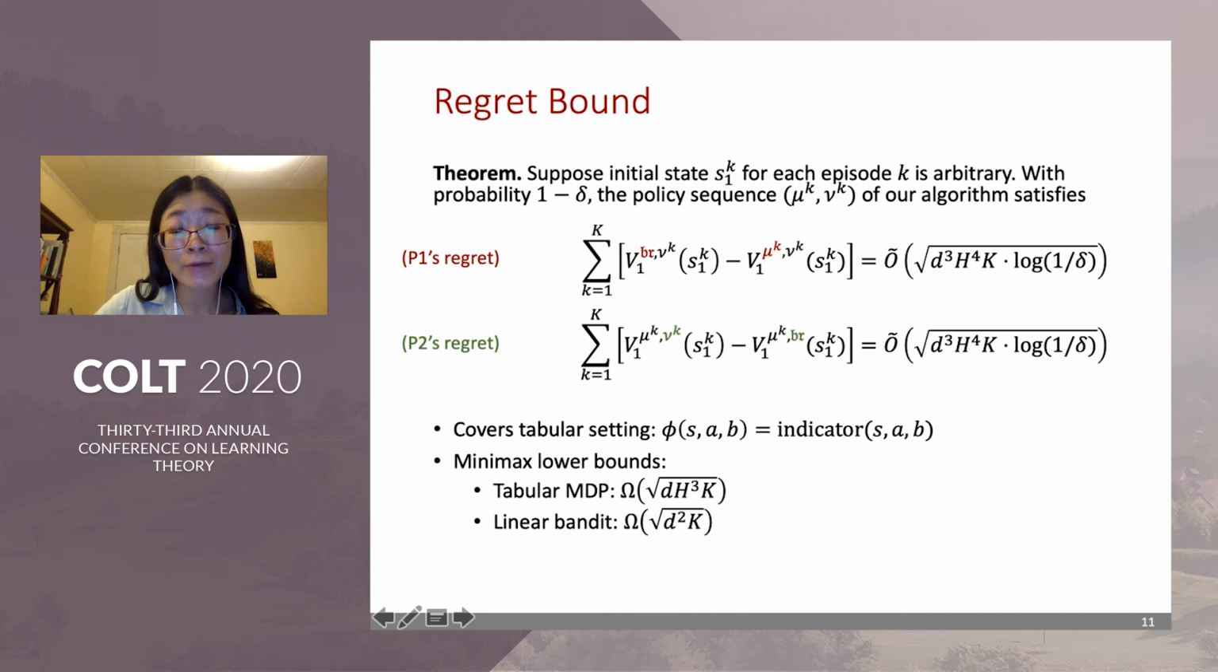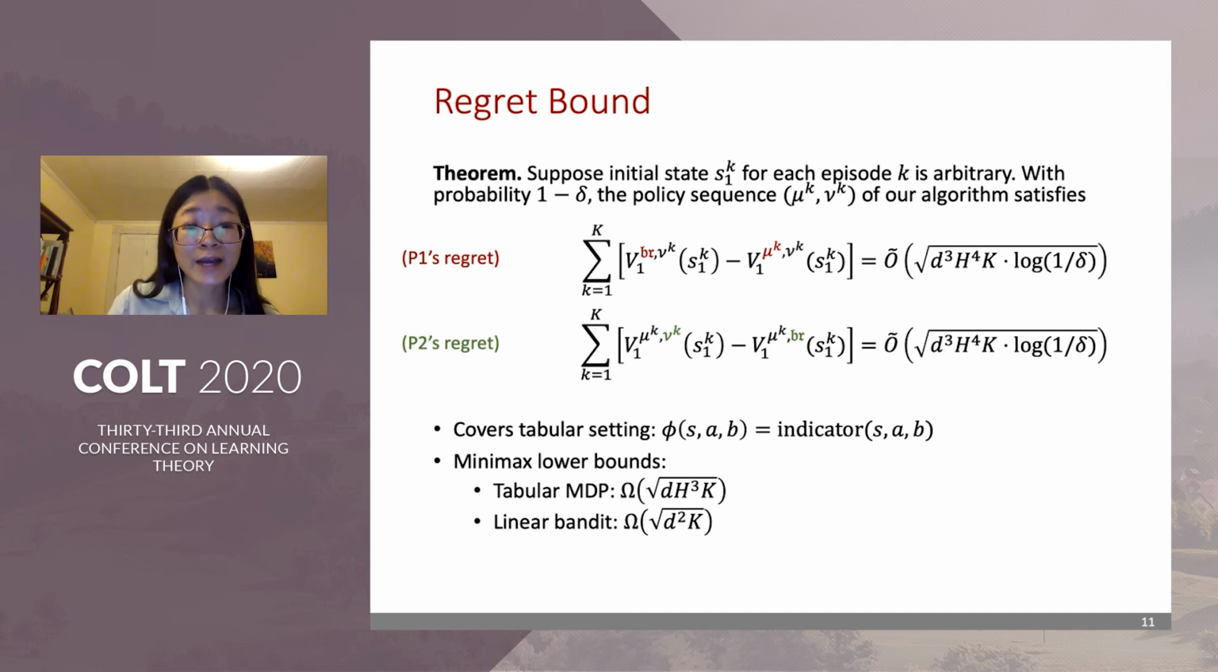Now, compared with tabular MDP, our bound is off by a factor of square root of H, which we might be able to improve by using a Bernstein-style bonus term. Compared with the linear bandit setting, our bound is off by a factor of square root of d. It's unclear whether this extra square root of d can be improved or not. It's indeed an interesting future direction to establish the minimax lower bound for our setting here.